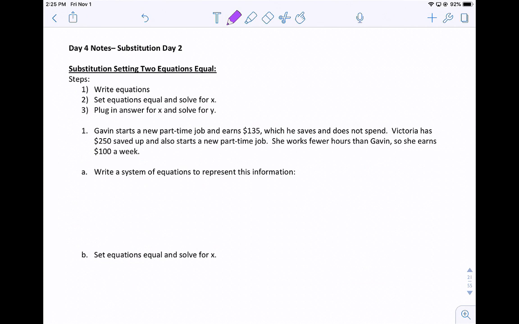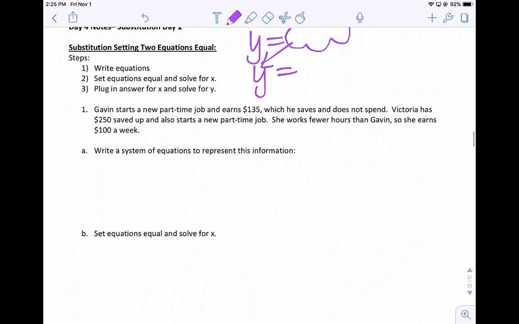Today we'll just review substitution one more time just to make sure you really understand it. So when we use substitution, we're replacing one variable with what it equals. And so you might have certain cases where you have two equations that are both y equals. So if you have y equals for both equations, this is where you can plug one into the other, or in other words, set the equations equal, solve for x, and then plug in your answer and solve for y. So let's do an example of what this looks like.